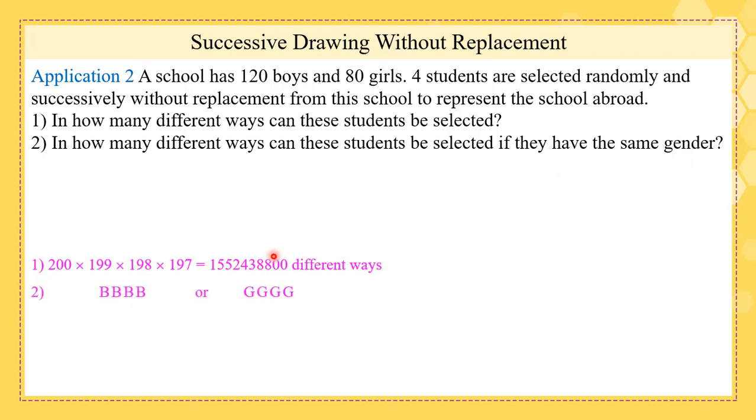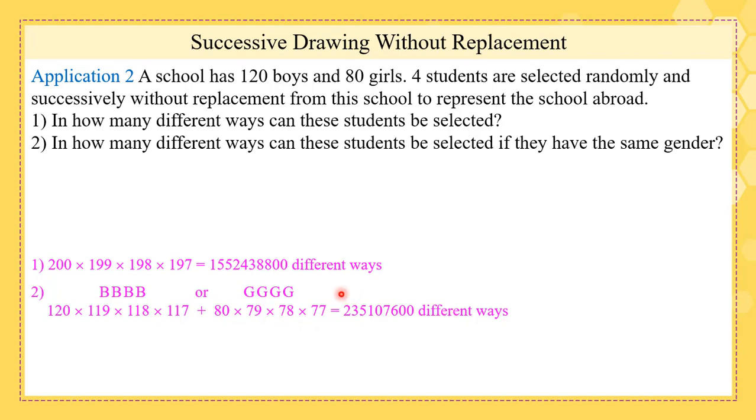Well, in this case, we're going to have boy, boy, boy, boy, or girl, girl, girl, girl. Now the selection will not be done from the 200 students, but we're going to take the first selection from 120 because they should be selected from the boys, and in the second case we're going to select it from 80. So we're going to have 120 times 119, 118, 117, and this all is translated into a plus, and then girls 80, 79, 78, 77, and this would be the number of different ways.